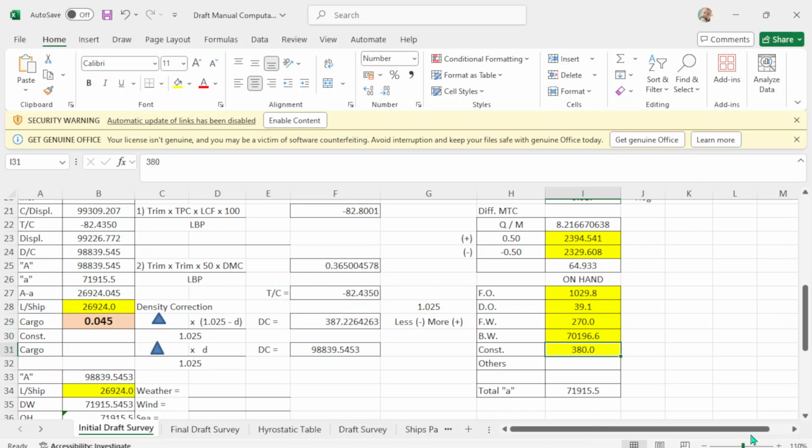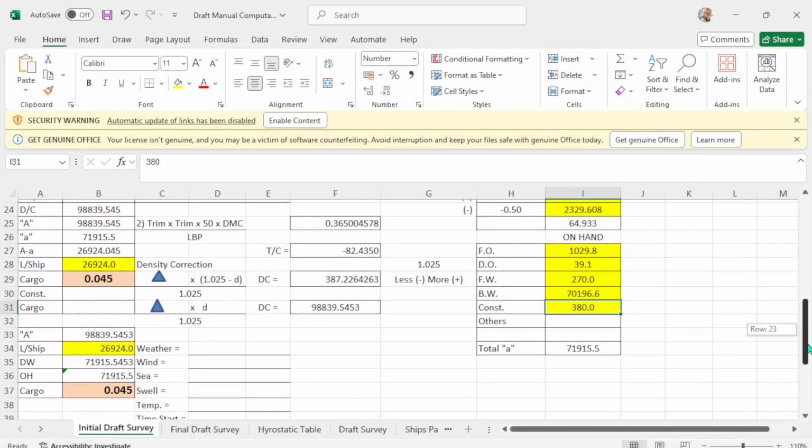Minus your light ship, then your cargo will be 0.045. And this is a solution where you check that your answer is correct, so this is a counter checking. Here you have your A, which is this one, minus your light ship is your deadweight, minus your on hand, then your cargo is 0.045. So it's the same, meaning that it is correct.